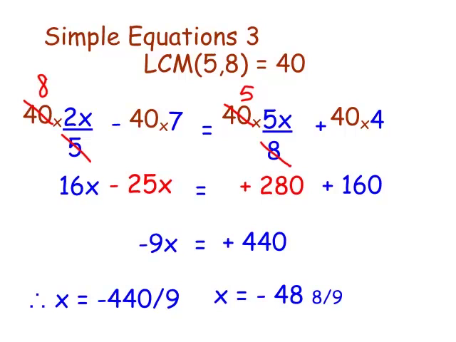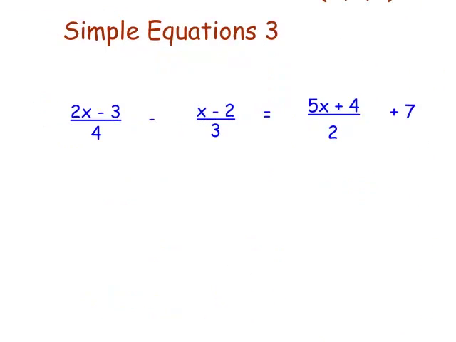Well, let's look at a harder example. This is our second example. You can see here it's 2x minus 3 over 4 minus x minus 2 over 3 equals 5x plus 4 over 2 plus 7. Now, this is a much more complicated situation, and we can see here the LCM of 2, 3, and 4 is 12, so we need to multiply everything by 12.